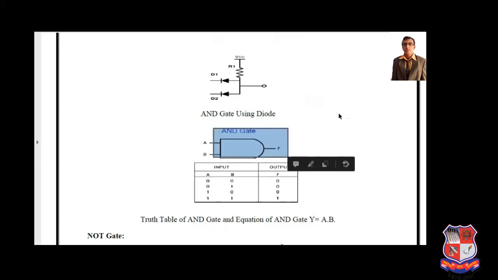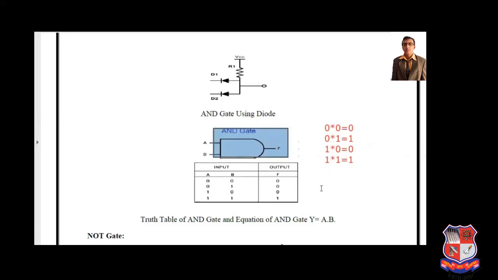0 0 is equal to 0. 0 1 is equal to 0. 1 0 equal to 0 and 1 1 equal to 1. Means what? Simply do the multiplication. 0 multiplied by 0 equal to 0. 0 multiplied by 1 equal to 0. 1 multiplied by 0 equal to 0. 1 multiplied by 1 equal to 1. So here we can get the truth table of AND gate.